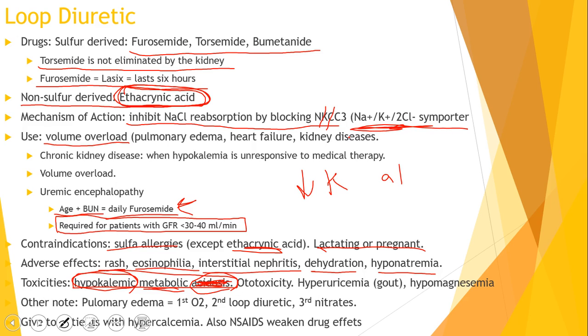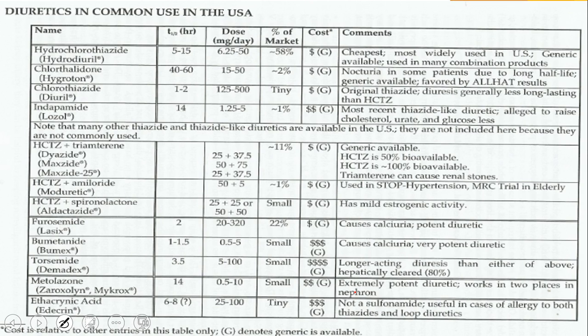Other note, pulmonary edema. If somebody has pulmonary edema, apparently the first thing you want to do is give them oxygen. The second thing you want to do is give them a loop diuretic. Third thing you want to do is give them a nitrate. You want to give this to patients with hypercalcemia, and also know that NSAIDs weaken the drug's effect. Yep, know that. Here's kind of a comparison of this.